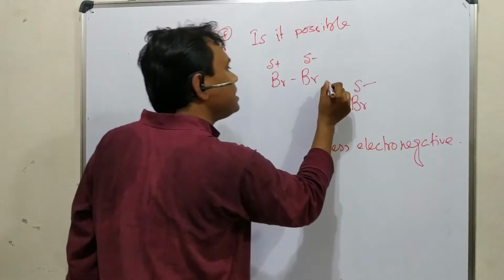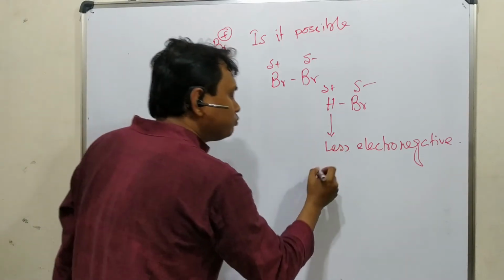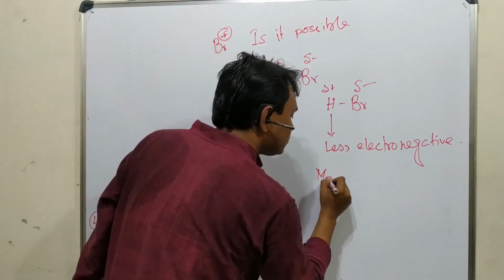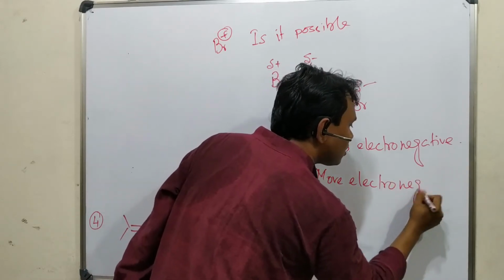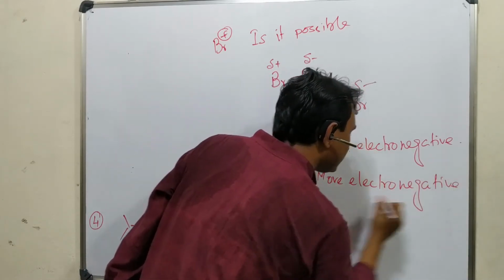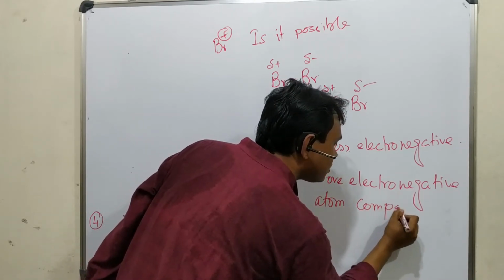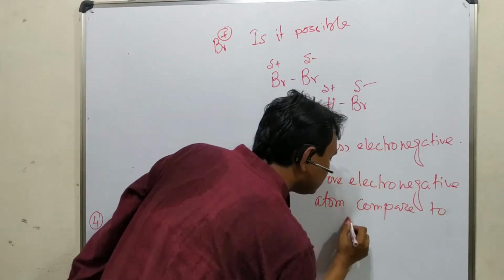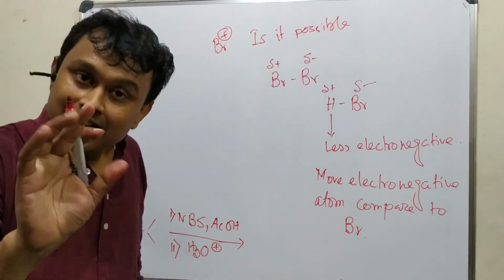That's why this is delta plus. But consider if we add some atom more electronegative compared to bromine, then there is a chance that this bromine will be plus. Fine, that is the thing.